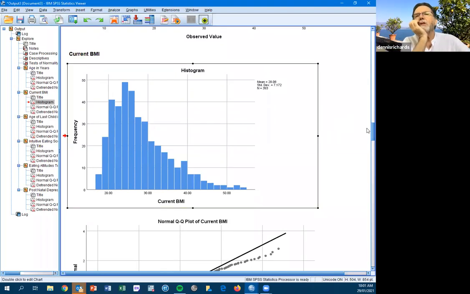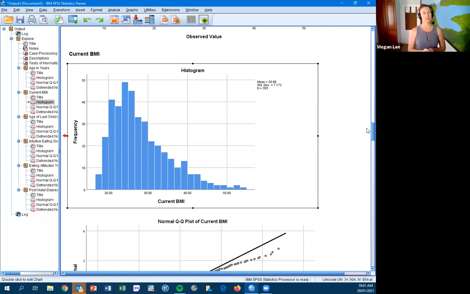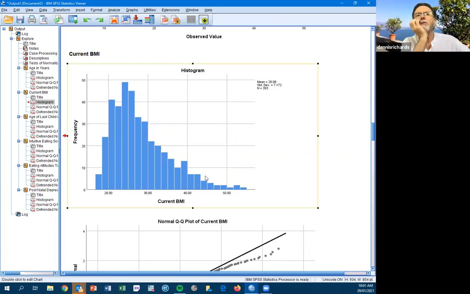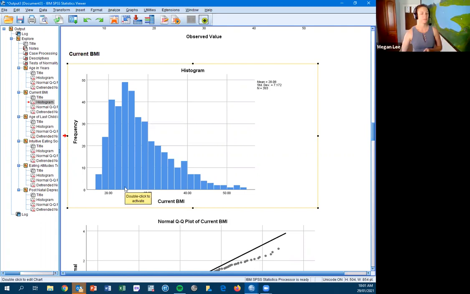Excuse me, Megan, is overweight over 30 or is obese over 30? I think obese is over 30. Okay. Which is here. So overweight is over about 26 or something, isn't it? Yeah, I think so. Okay.